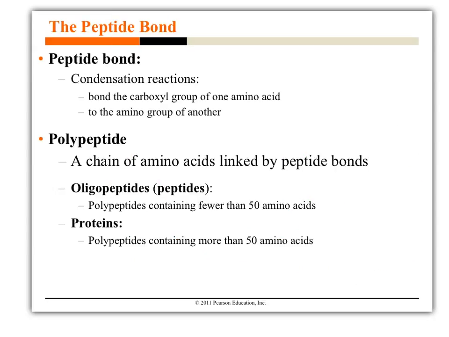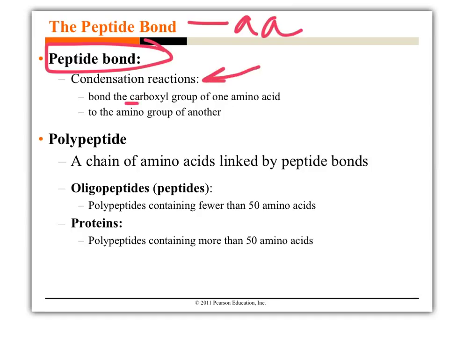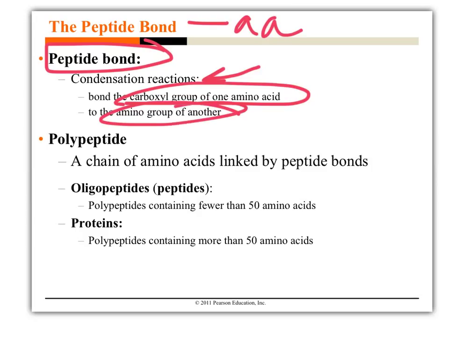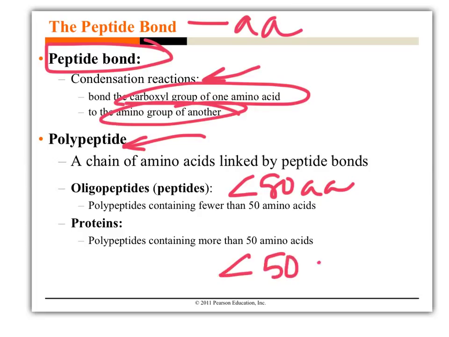This slide is the semantics. Yes, you have to know peptide bond links amino acids through a condensation reaction, carboxyl group of one, amino group of the other. Forms this polypeptide. Okay, oligopeptide or peptide is generally fewer than 50 amino acids. It's referred to as a peptide. More than 50 amino acids is referred to as a protein.